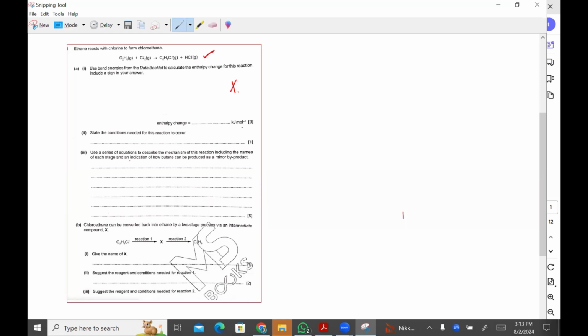State the condition needed for this reaction to occur. First of all, we know that this is basically a free radical substitution reaction. In this reaction, what we need for the reaction to occur is basically UV light. In the presence of UV light, this reaction will occur, but in darkness, this reaction would not proceed. So this is UV light.